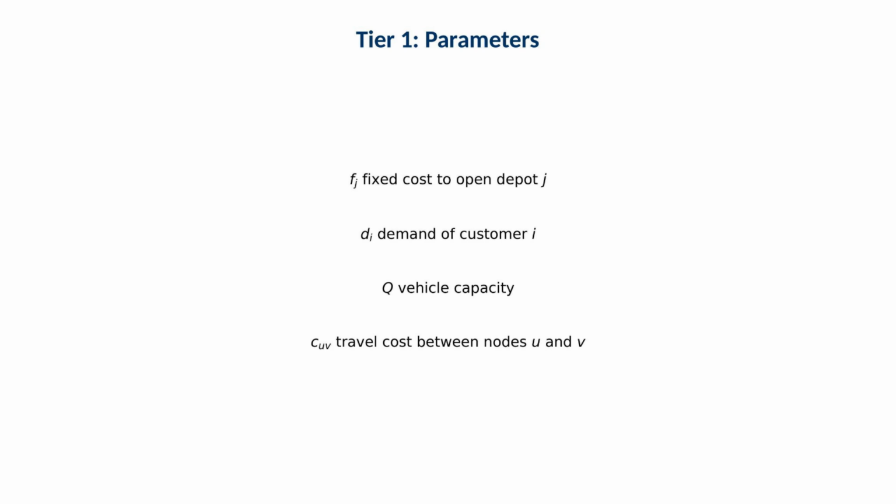Here we list the key parameters. Each candidate depot has a fixed opening cost. Each customer has a demand value. Every vehicle has a capacity, and travel between any pair of nodes has a cost or distance value. Together, these parameters define the cost trade-off and the feasibility limits.